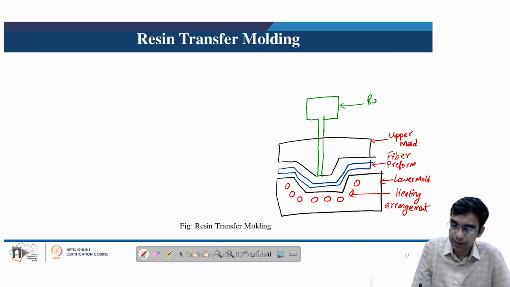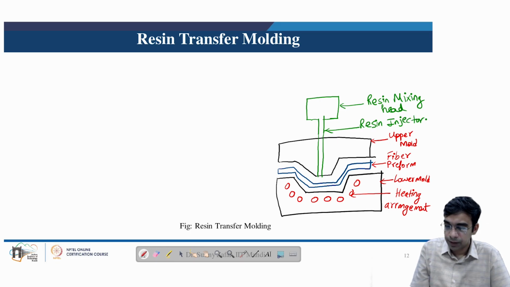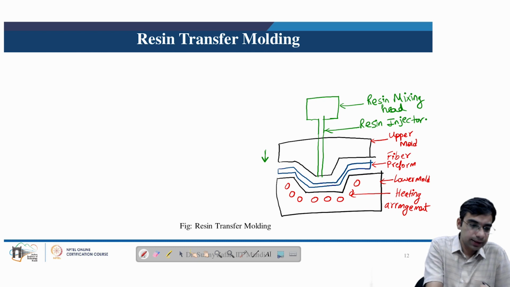So this is basically the resin mixing head, and this is the resin injector. So this upper mold can move up or down for closing the mold, and then the fiber preform is already pre-placed. Now in the mixing head there are two supply lines.